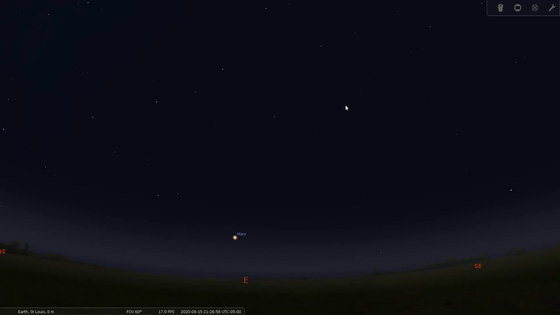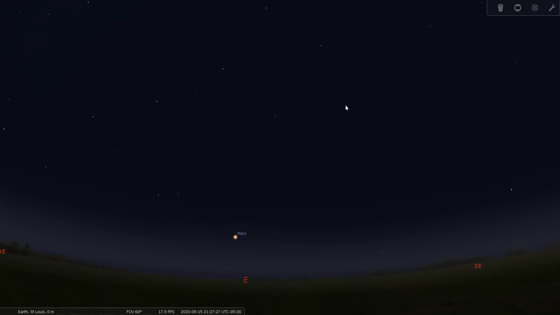Tonight, we're going to go over the constellation Equuleus, the little horse. Equuleus is located in the northern celestial hemisphere, and it is best viewed between August and October. So it is a late summer and autumn constellation.